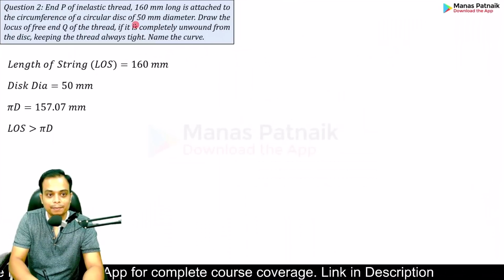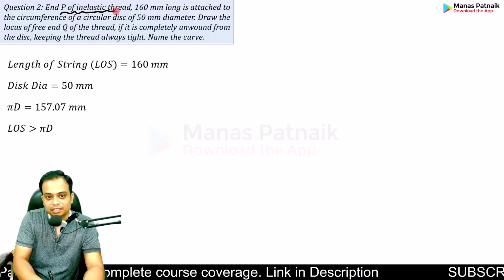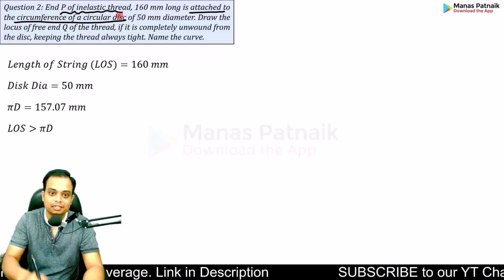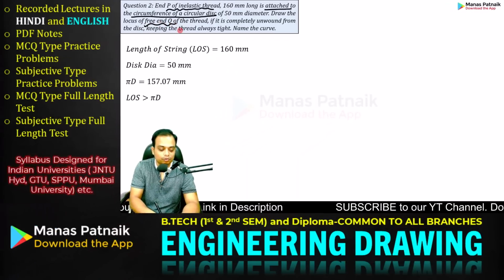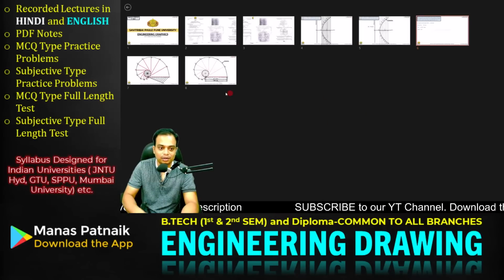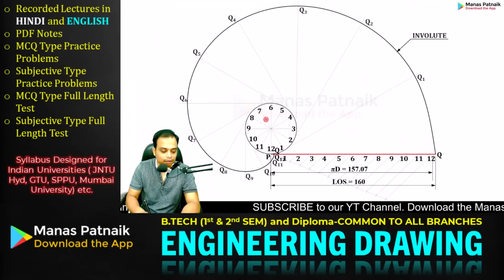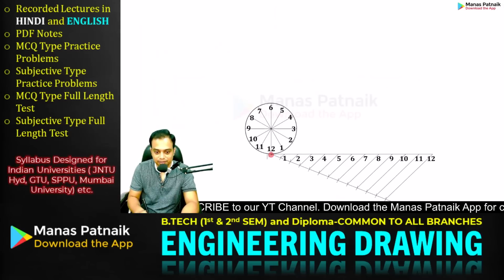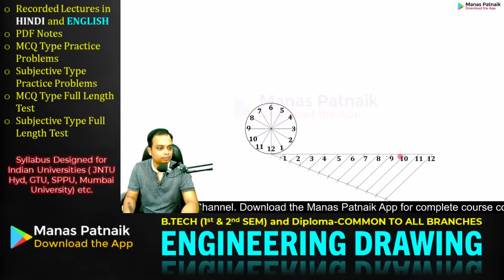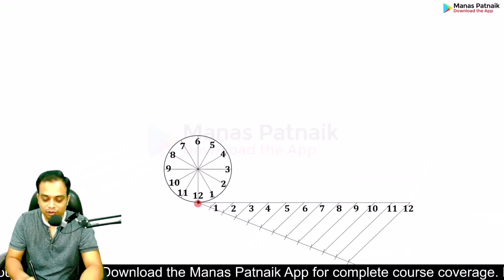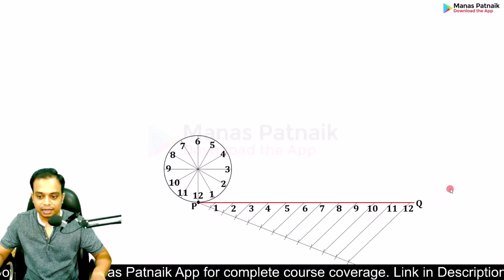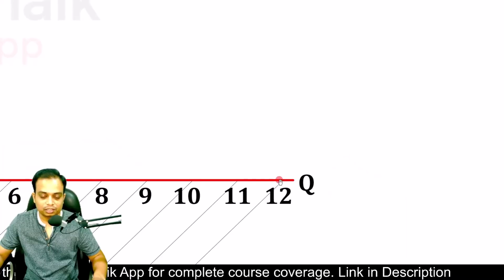Let me go back. End P of the inelastic string is attached to the circumference of a circular disc. End P is attached, whereas end Q is free to move. So there is a difference. What we'll do is, end P is here. Let me show this to you. End P is right here, and from this point at a distance of 160 millimeters there is going to be point Q. As I said, it is going to be to the right of this 12 point.